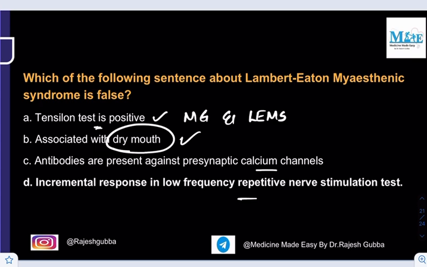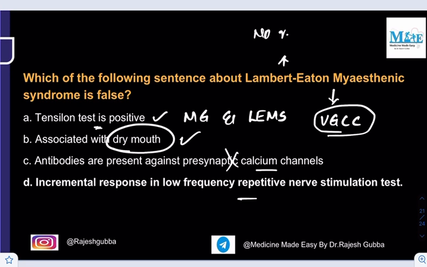And if you take the antibodies in Lambert-Eaton myasthenic syndrome, they are formed against the presynaptic calcium channels, right? Voltage gated calcium channels. So because of the antibody formation against the presynaptic calcium channels, you have to understand that the calcium will not enter into the presynaptic nerve terminal, and thereby there is no release of acetylcholine. There is no release of the acetylcholine, and thereby neuromuscular transmission does not occur in patients with Lambert-Eaton myasthenic syndrome.